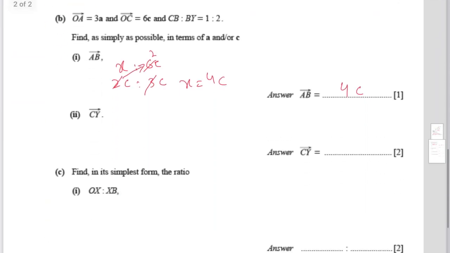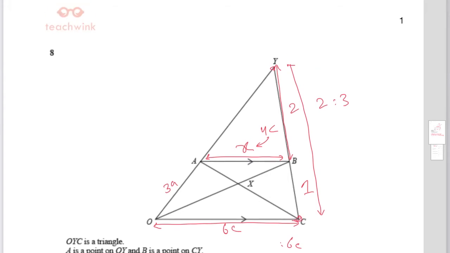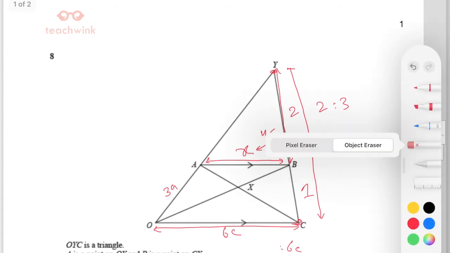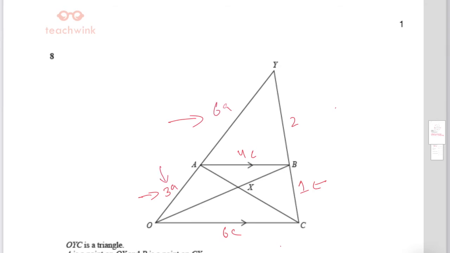Okay, the next part of the question says find CY. So we have to go from this point to this point. Okay, let's have a look at the diagram that we have. Let's remove all of these scribblings that we've made over here. So one second, I'll just write the measurement so that it's easier for us to look at the question. So as mentioned in the question, this is 4C, this is two parts, this is one part. Now if this is one part, this part would be double of this part, that means this is 6A.